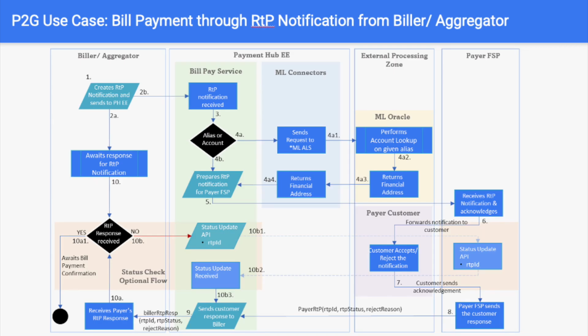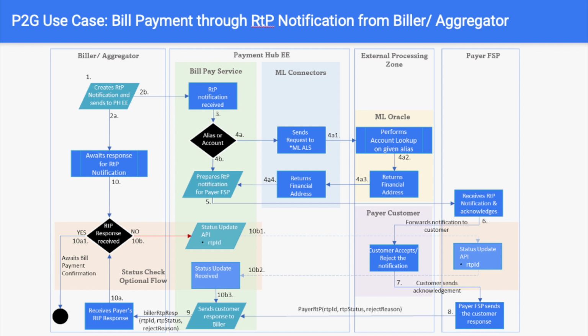We come to the final scenario for P2G. This is about initiation of the request to pay notification. So this process actually initiates at the biller aggregator end, and this does not require a bill inquiry. So this is through RTP, request to pay. What happens is the biller aggregator is already registered with the system and can initiate request to pay.